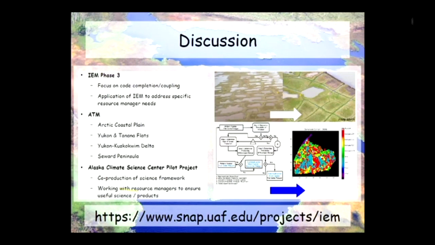And so where we're at right now, we're about to start phase 3 of the IEM project, which will begin on September 1st. We're focusing on the code completion and coupling, and then after that, in the second year of that, we'll start applying the model to very specific resource needs and have specific mini projects. The ATM is working on the Arctic Coastal Plain and the Yukon Flats and Tanana Flats currently. Next year, we'll start on the Yukon Kuskokwim Delta and the Seward Peninsula.